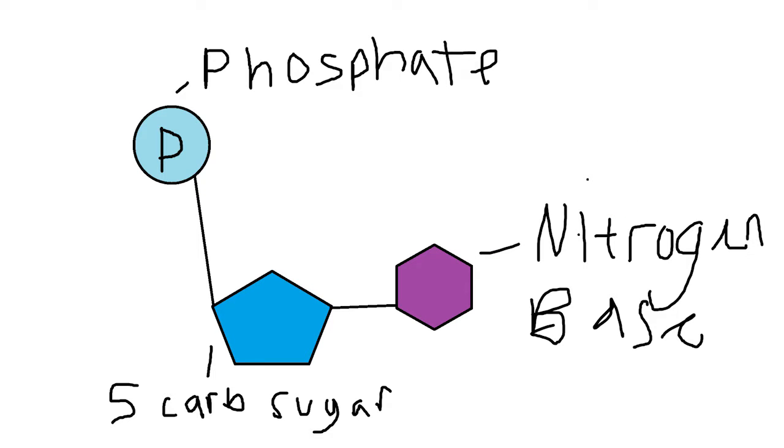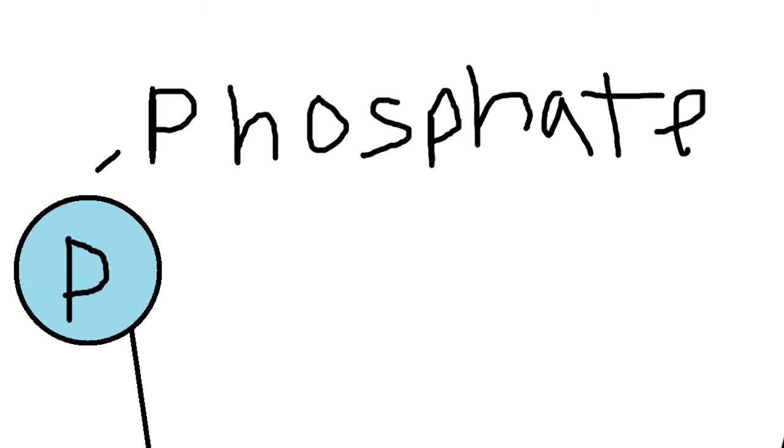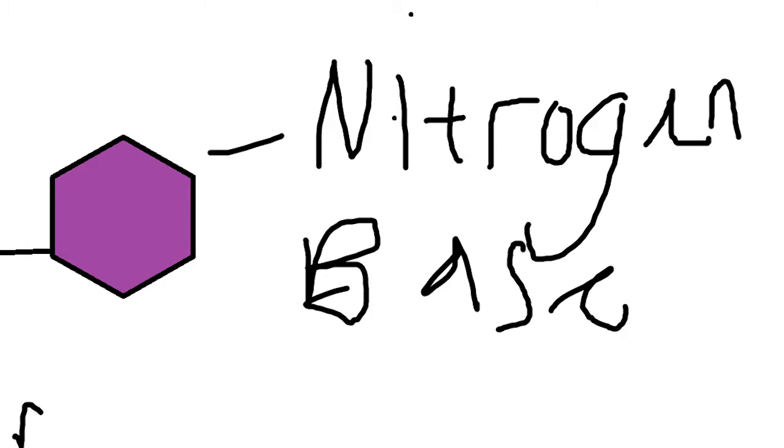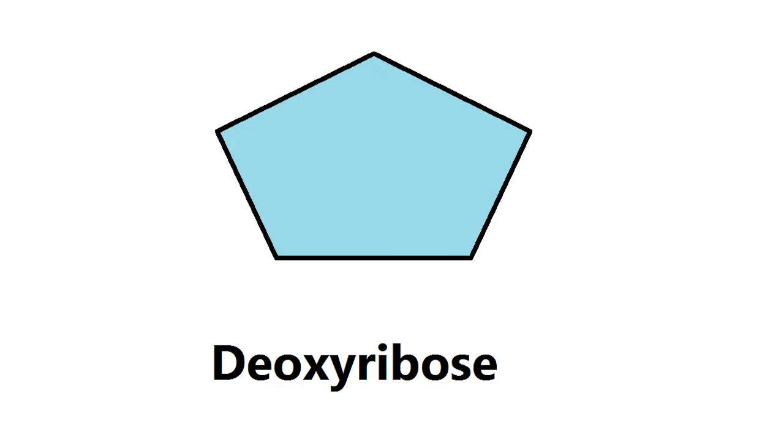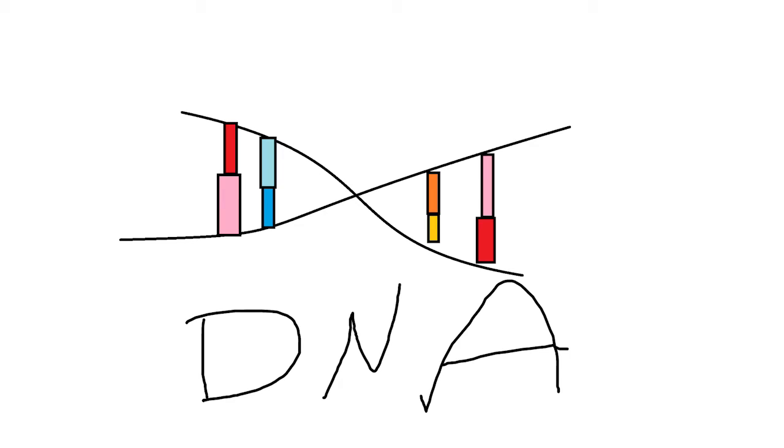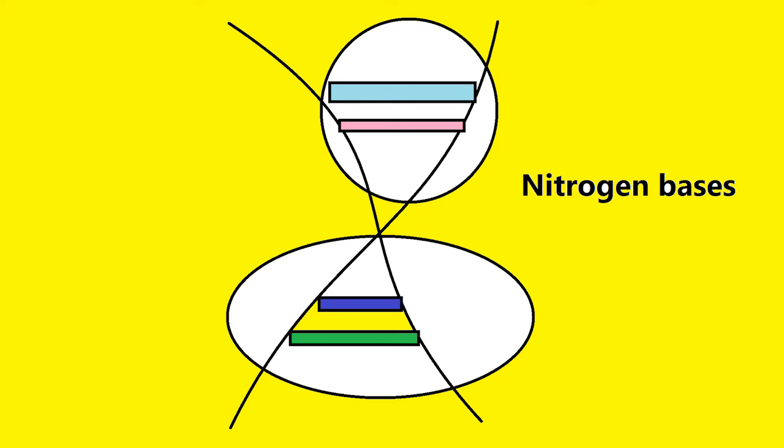Nucleotides are made up of a phosphate group, a 5-carbon sugar, and a nitrogenous base. This 5-carbon sugar is called deoxyribose. Hence, DNA actually stands for deoxyribonucleic acid. The middle part of DNA is called the nitrogenous base. There are 4 different nitrogen bases. There is adenine, guanine, thymine, and cytosine.